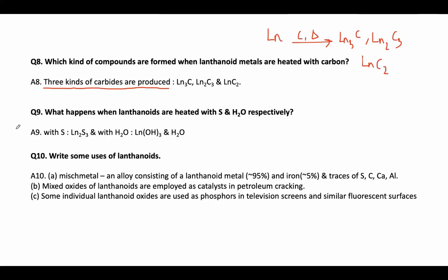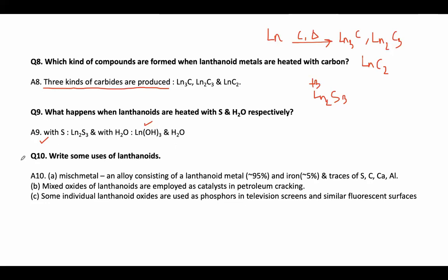The next question is, what happens when lanthanides are heated with sulfur and water separately? When lanthanides are heated with sulfur, they form the sulfide, Ln2S3, where the oxidation state of lanthanide is the most stable one, +3. And whenever lanthanides are treated with water, lanthanide hydroxides are formed along with liberation of hydrogen. This is the typical reaction by which you can produce the amphoteric, basic or alkaline kinds of lanthanide hydroxides.